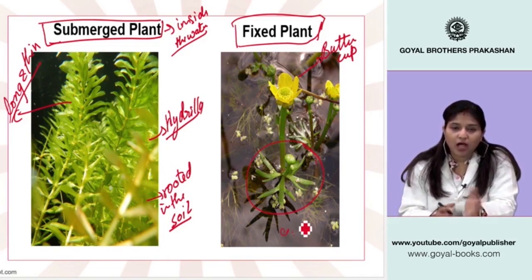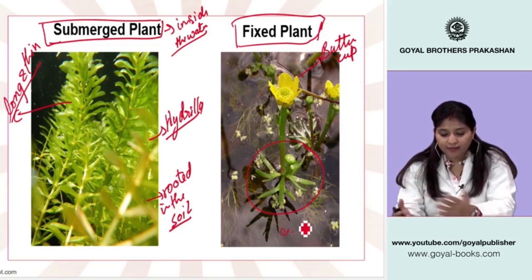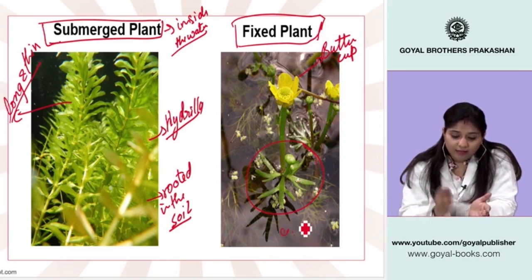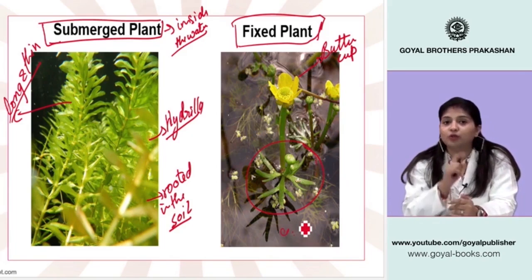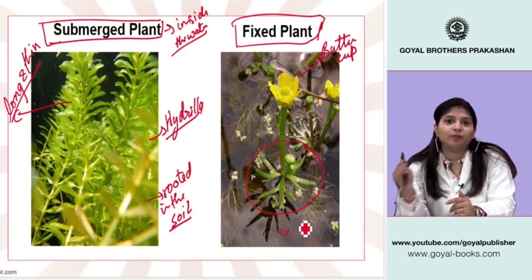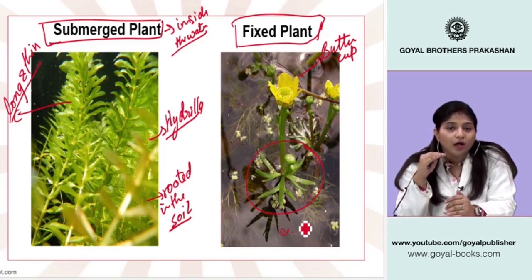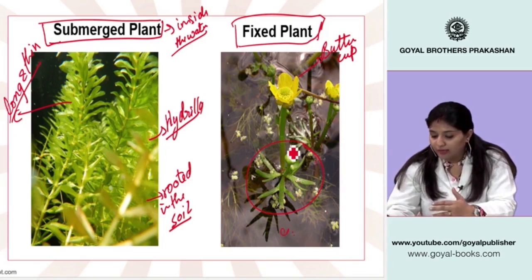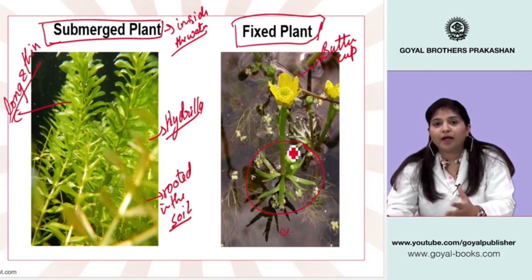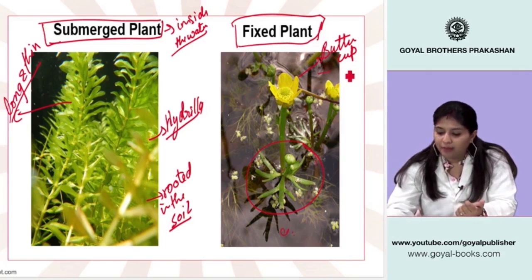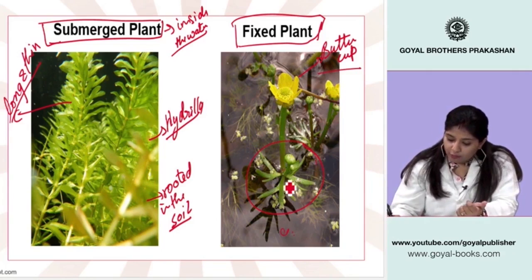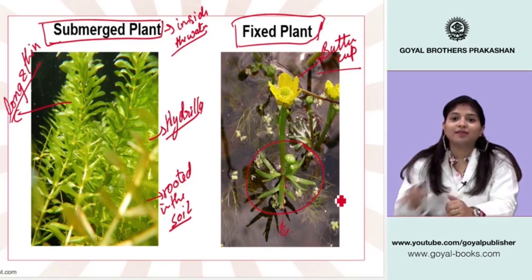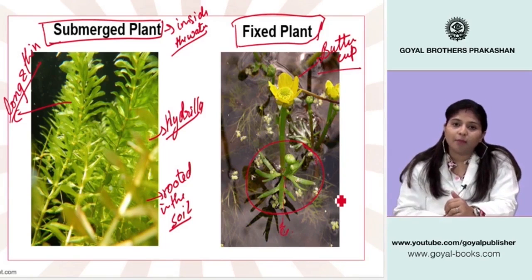For example, how are these two plants different? The fixed plant also is rooted into the soil, but the difference is that the submerged plant was completely submerged. You will not be able to see any part of the plant on the surface of the aquatic system, but over here you will find that the plant has some part of it above the ground. So the example is buttercup. As you can see in the picture, the root part is not visible because it is fixed into the soil which is present underwater, and the rest of the part is above the ground.